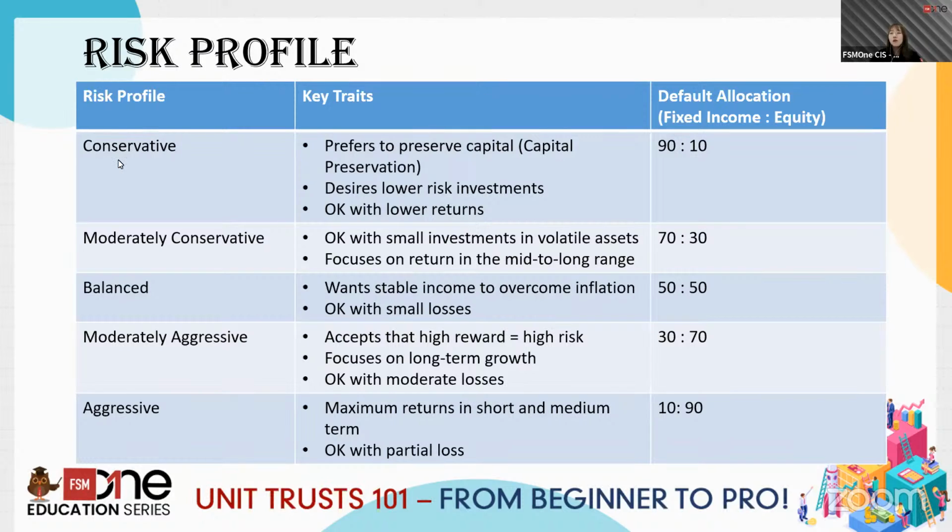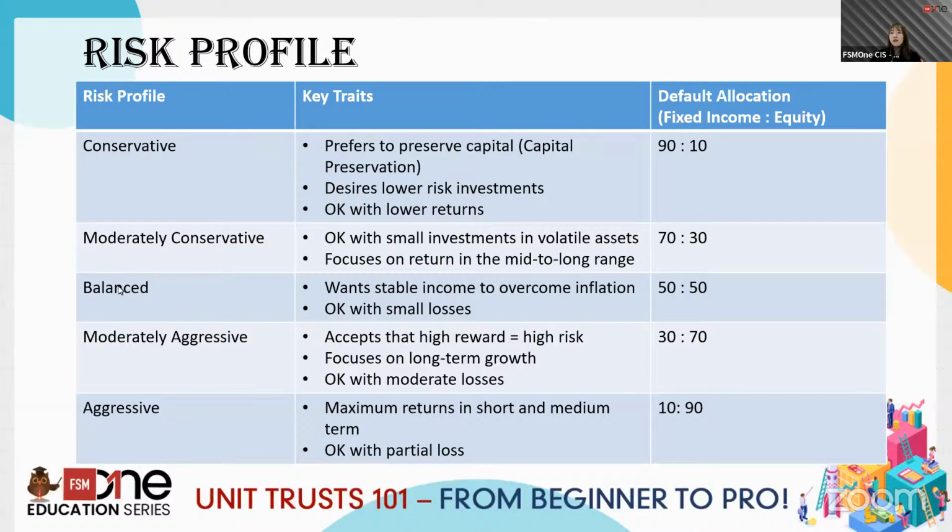So if, let's say, an investor is a conservative type of person, meaning to say that this investor is risk averse and seeking capital preservation, they may desire lower risk investment and they are okay with a lower return. So we will recommend the default allocation to invest 90% into fixed income and 10% into equity.